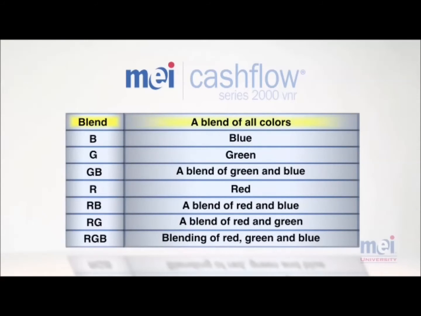Blend, a blend of all colors, which is the default setting. B, blue. G, green. GB, a blend of green and blue. R, red. RB, a blend of red and blue. RG, a blend of red and green. RGB, blending of red, green, and blue.